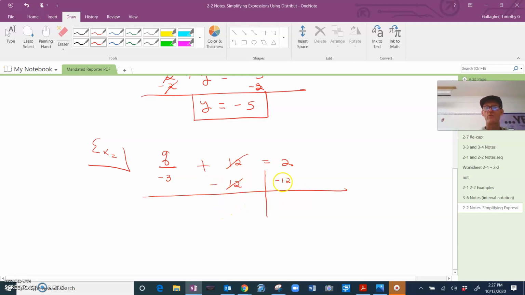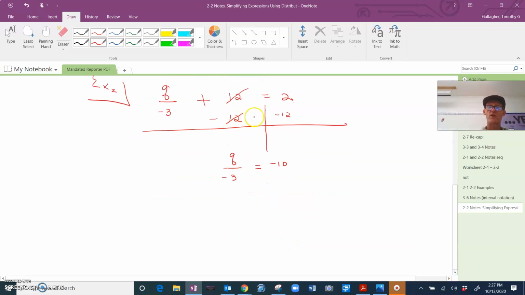And so after we remove the 12 from both sides, we have q, which is our variable, divided by -3 is equal to 2, take away -12, which is -10. Now, that was the first step, was to subtract the 12, and the second step is to multiply by -3. And then the -3's cancel. So q is equal to +30, and that's the answer.